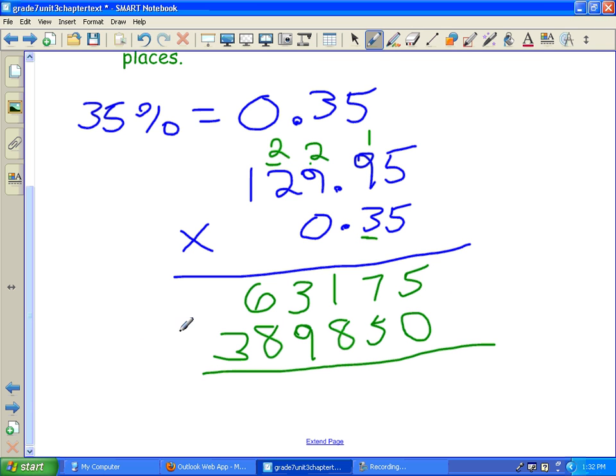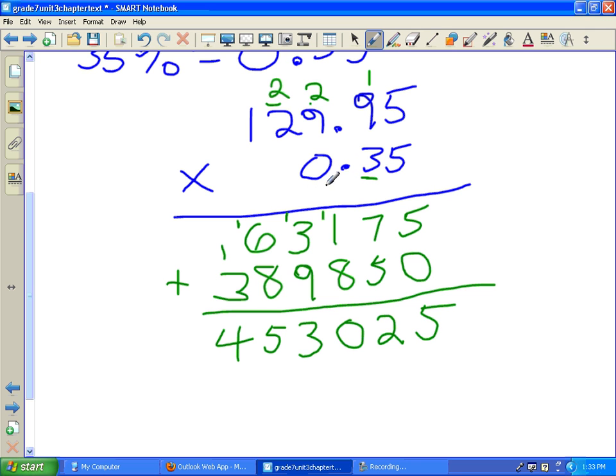Now all we have to do is add them up. 5 plus 0 is 5. 7 plus 5 is 12. Carry the 1. 8, 9, 10. Carry the 1. 9 plus 1 is 10, plus 3 more is 13. Carry the 1. 8 plus 1 is 9, plus 6 more is 15. Carry the 1. 3 plus 1 is 4. So now we've got that all done. We didn't have to multiply the 0 because 0 times all of this is going to give you zeros anyway. All we've got to determine is how many decimal places we need in our answer.